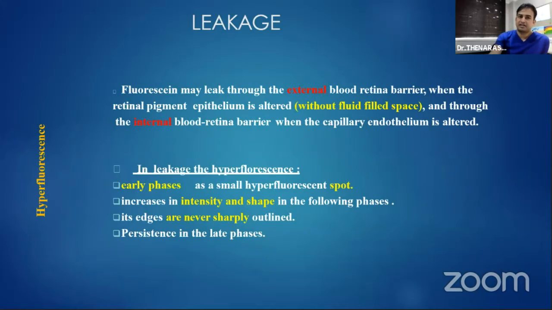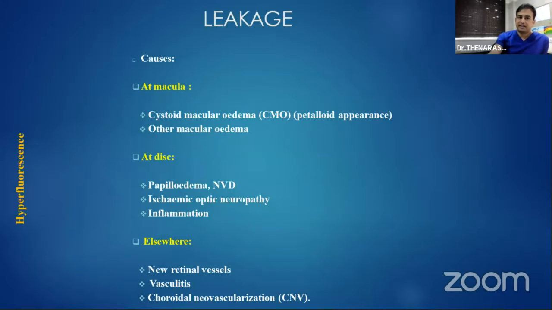So what is leakage? The fluorescein may leak through either an alteration in the external blood retinal barrier or the internal blood retinal barrier. In leakage, there will be an increase in both the intensity and size. Both will increase from the early phase to the late phase. There are different types of leak. It can be either in the macula or elsewhere.